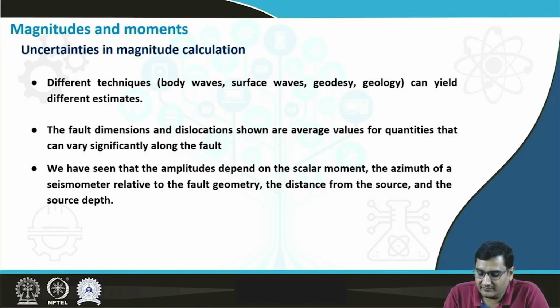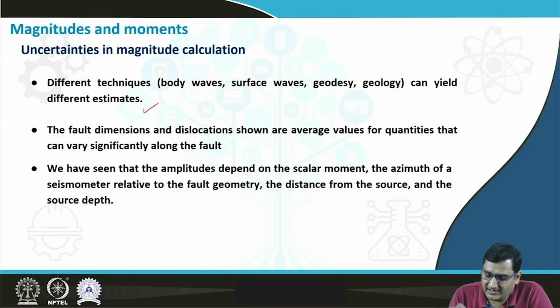Different techniques for body wave, surface wave, geodesy, geology can yield different estimates. The fault dimensions and the dislocations are basically the average values that we have shown you in the previous table, for quantities that can vary significantly along the fault. So if you want to estimate the dislocation and the dimension of the fault, you need to be confident that those are measured with very little uncertainty. If there is a significant amount of uncertainty, then the magnitude values will also be uncertain.